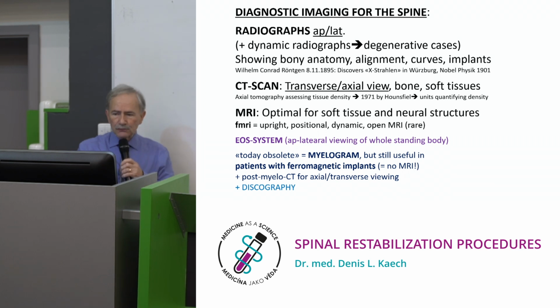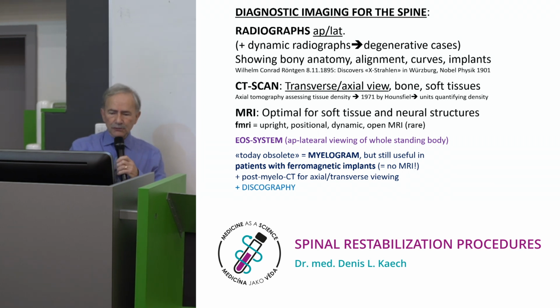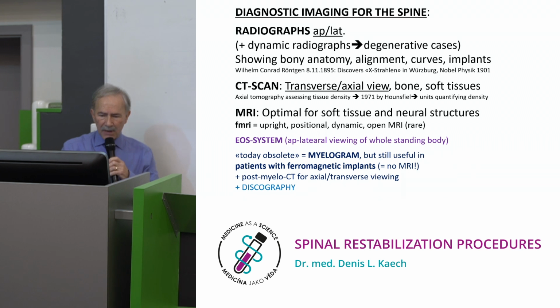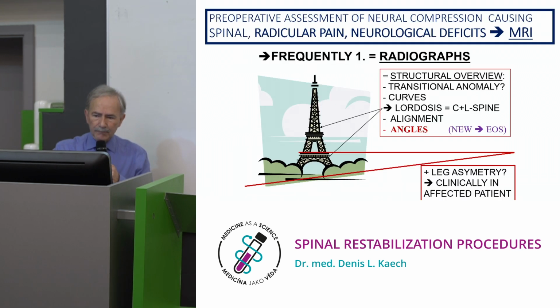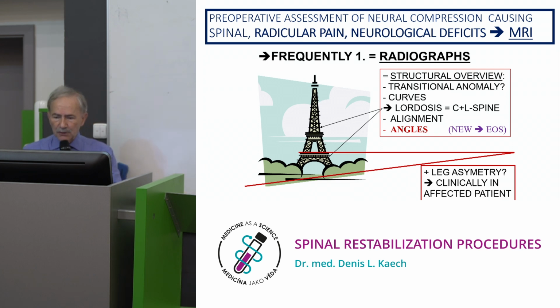Diagnostic imaging, we go to radiographs. I show you CT scan, MRI, and we'll see some examples of dynamic imaging. When you want to see the spinal cord, the nerves, the soft tissue, MRI is the best, but the normal radiographs still have some value to show you structural anomalies, transitional anomalies. They show the curves. You can assess the lordosis, the kyphosis, the alignment and measure angles.